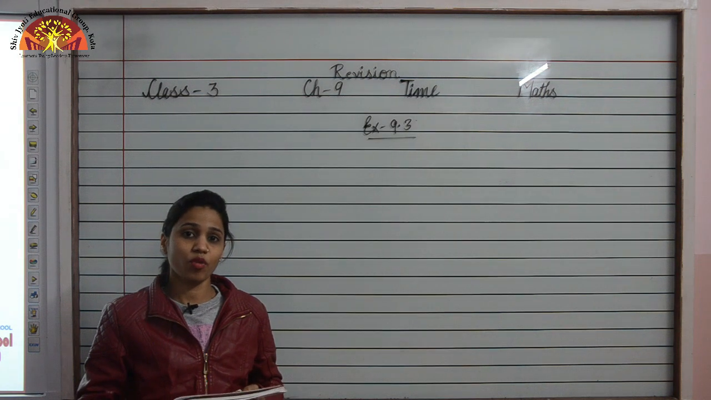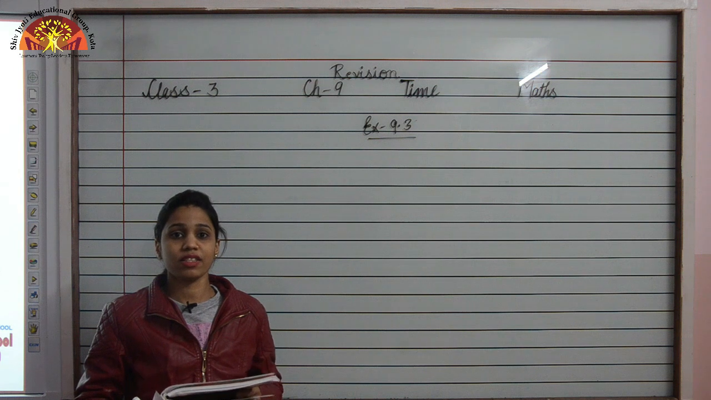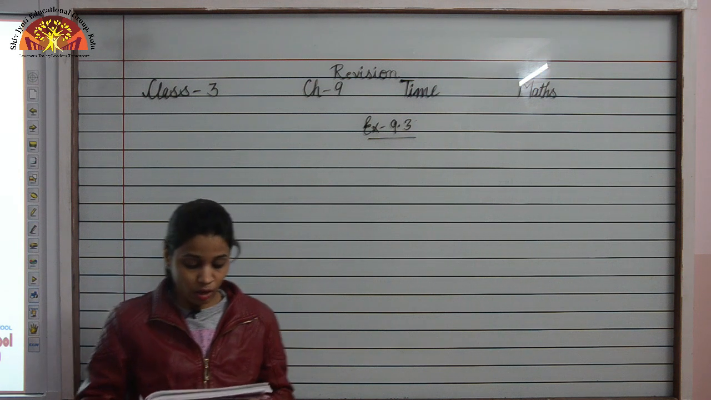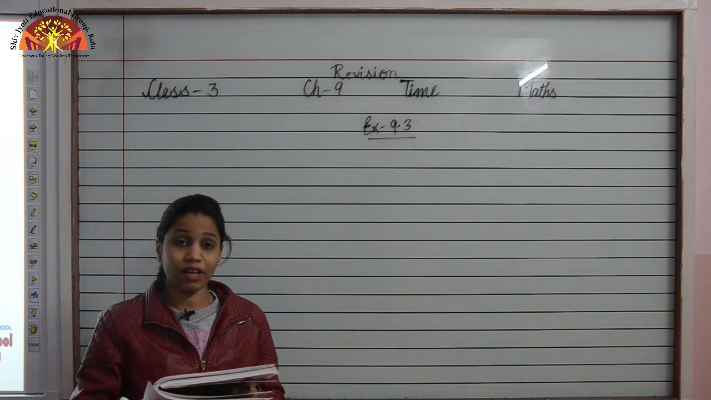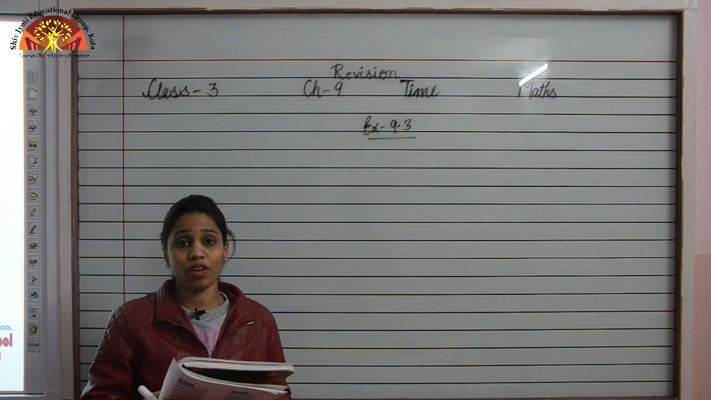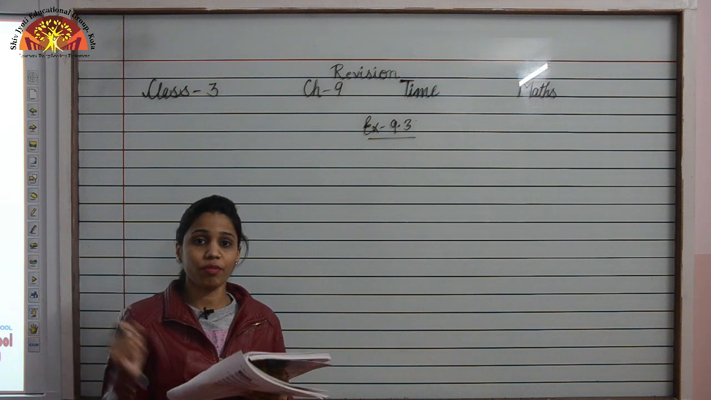Now let us understand more about the calendar with the help of exercise 9.3 given on page number 128 of your book. Now question number 2, fill in the blanks. Now let us see C part. The 5th month of the year is dash. What you have to do? You have to find out the 5th month of the year.